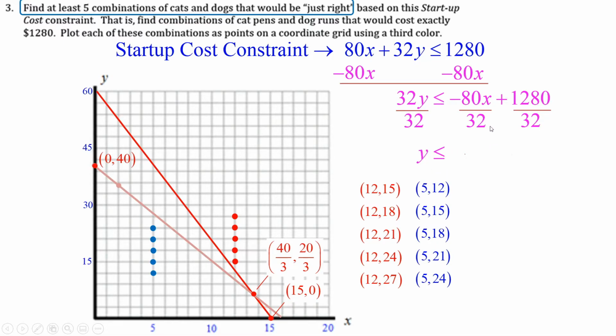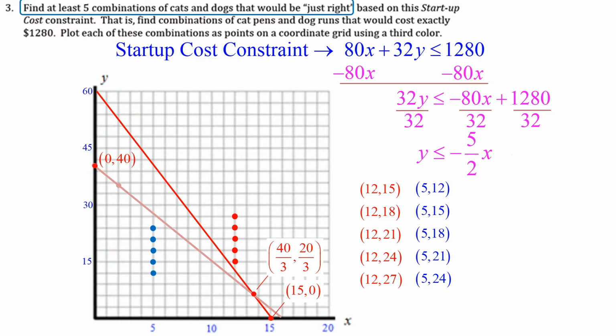And now let's see how we can clean this up. Look at this. A negative over a positive will be negative. And then I think we can reduce this fraction 80 over 32. What's the biggest number that goes into 80 and 32? Doesn't 16 go into 80 5 times? And 16 goes into 32 2 times? That negative 5 over 2 looks way prettier than negative 80 over 32. And don't forget your factor of x right there. And then I'm hoping 32 goes into 1280 evenly. Let's check this out.